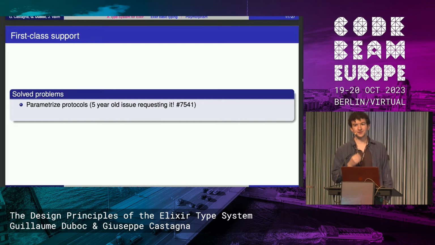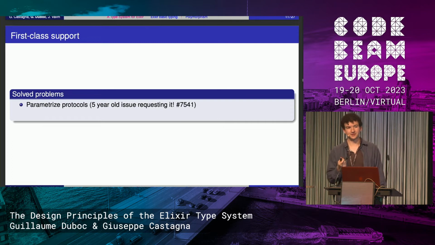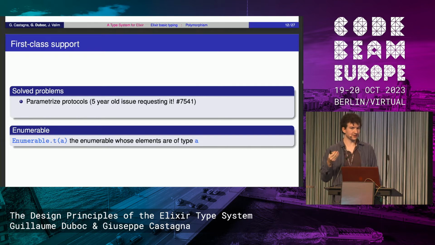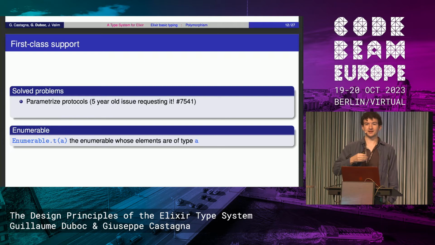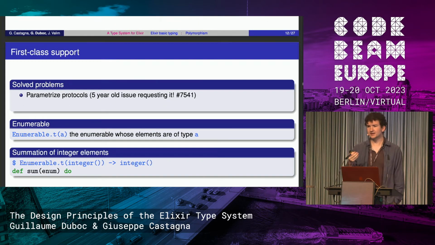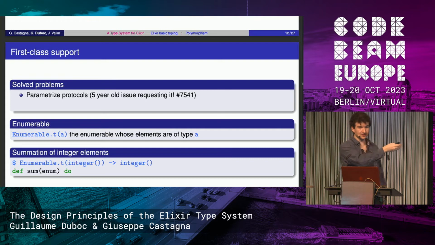This solves two interesting issues. The first one is parameterization of protocols. We can now express by Enumerable.t of A, where A is a type variable, the type of enumerables whose elements are of type A, which means that if you write a generic summation function that sums the integers inside of an enumerable, you can write this type of notation. Enumerable.t of integer as a parameter returns an integer.